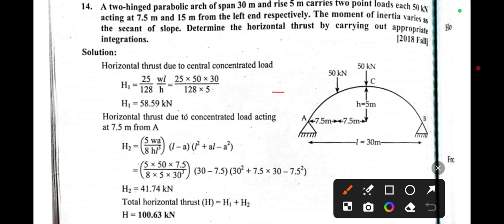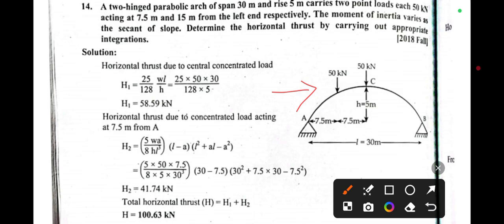So from the left end, this one is the left side. From section A, the first load is this 50 kN, which is acting at 7.5 meter from the left side, and another one is again 50 kN, which is acting at 15 meter. You can see here this whole distance from here to here is 15 meter. So this is 7.5, and from here this is 7.5. So total will be 7.5 plus 7.5, 15 meter from the left. So the total is 15 meter from the left side, where the 50 kN load is acting over here.